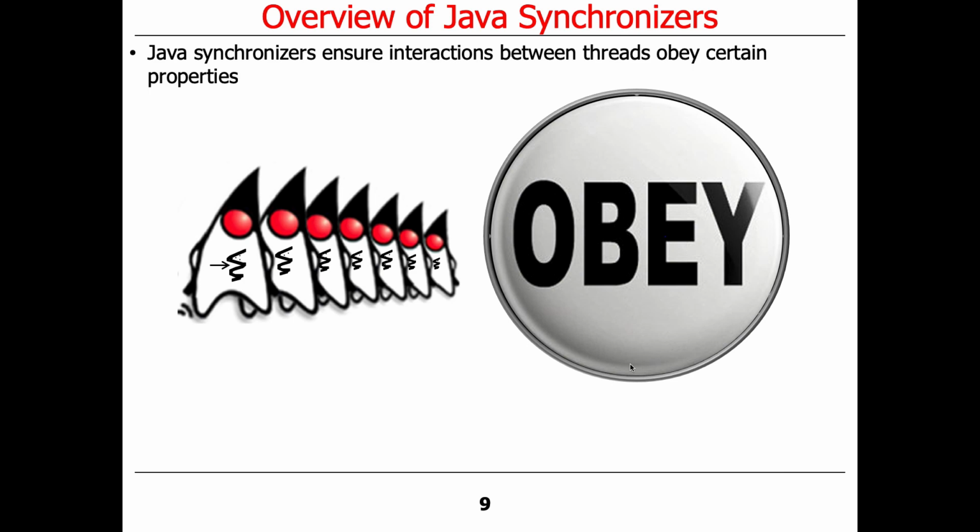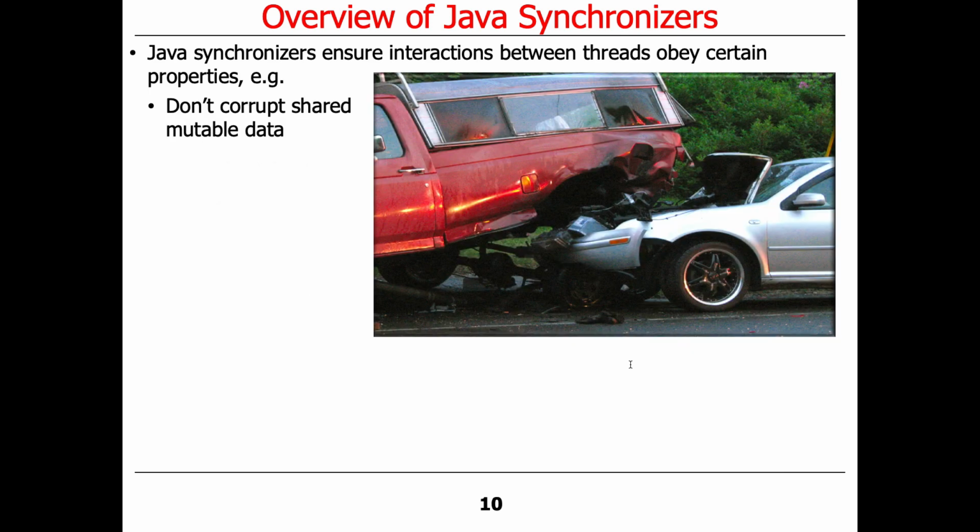Imagine a bunch of people trying to dig a ditch where they're just all smashing their shovels together because they haven't coordinated who's going to be digging where. It gets to be a big mess pretty quickly. So here are some of the things that synchronizers can do. The most typical thing that you do with a synchronizer is ensure that you don't corrupt shared mutable data or shared mutable state. You don't want things crashing into the same location and causing an accident, right? Causing a corruption of that state.